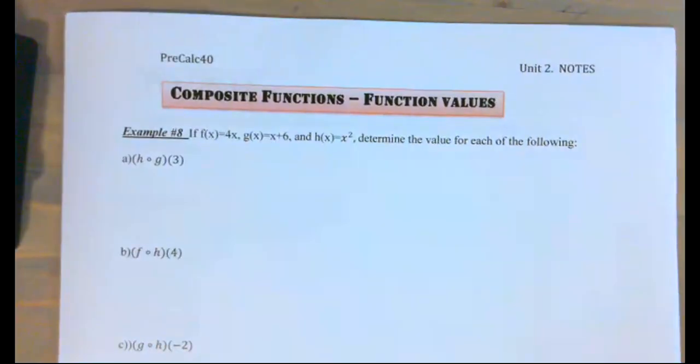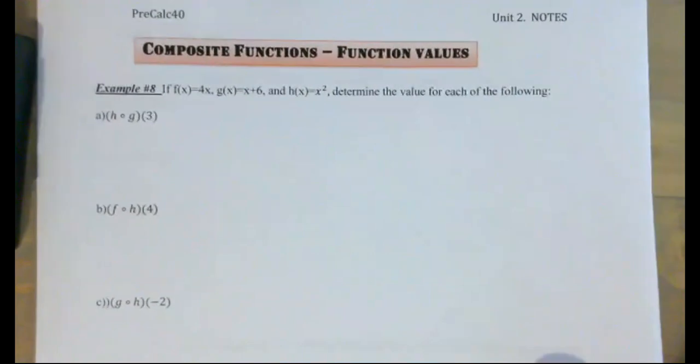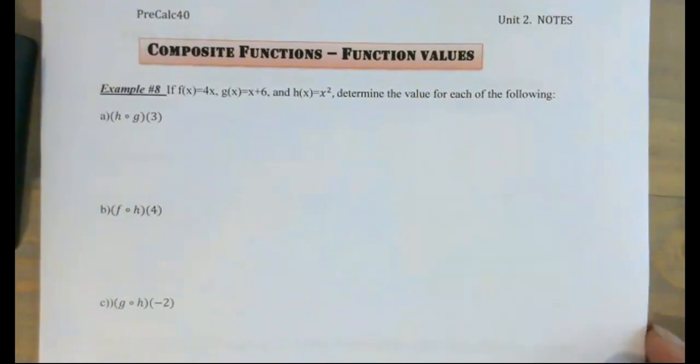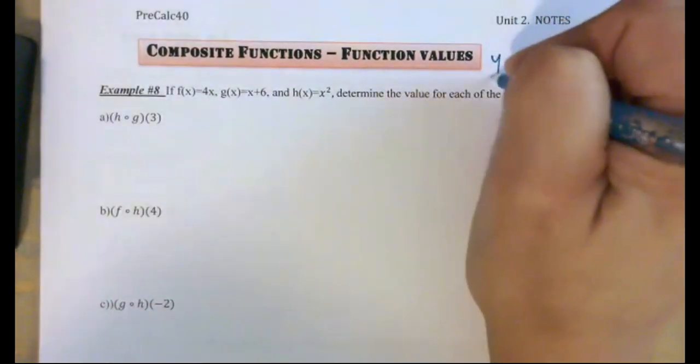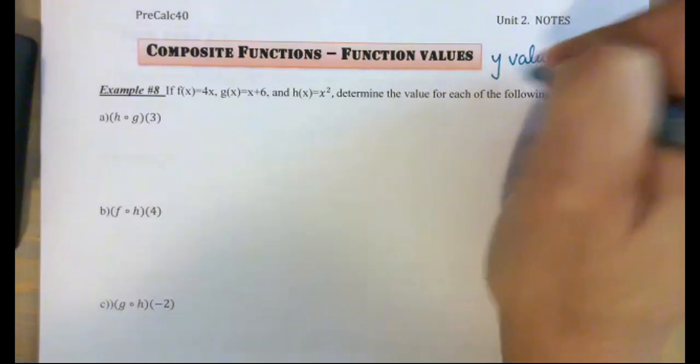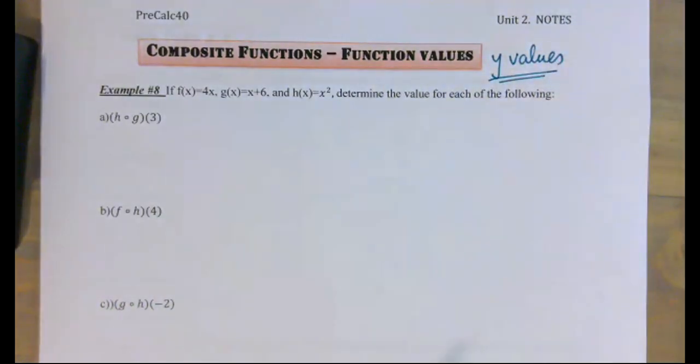Function values. So we're doing exactly the same thing we've done for function operations, for composition of functions. First, we went through equations. Now we're going to function values. Remember, these are the y values. Now with composition of functions, you've got to be careful because the input of the new function is actually the output of the other one, right? So we have to be always careful of that definition.